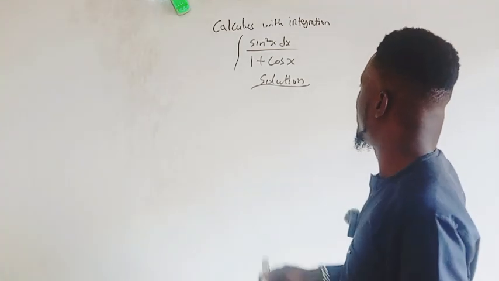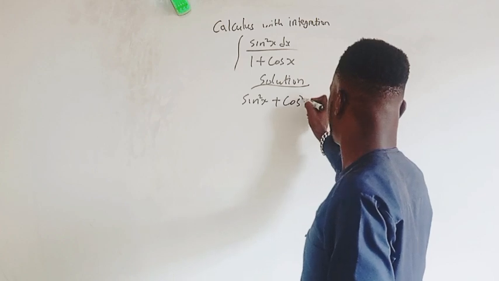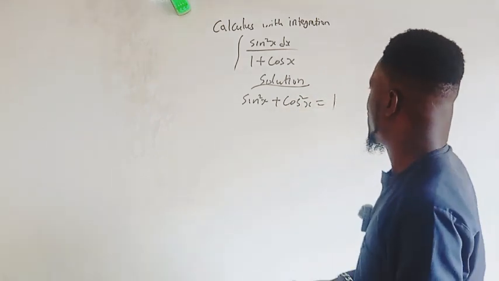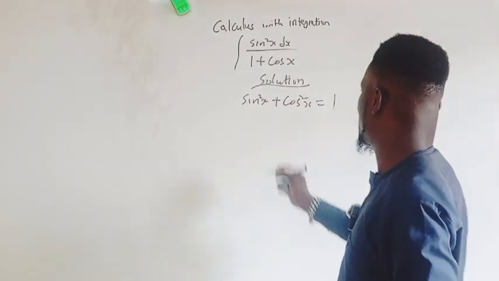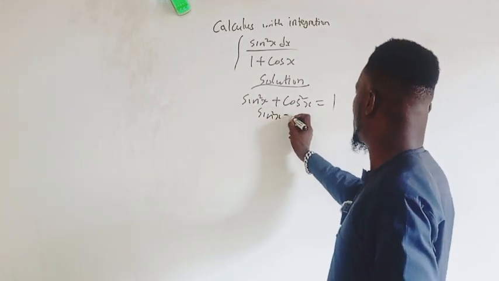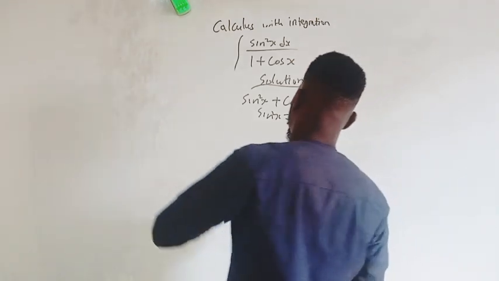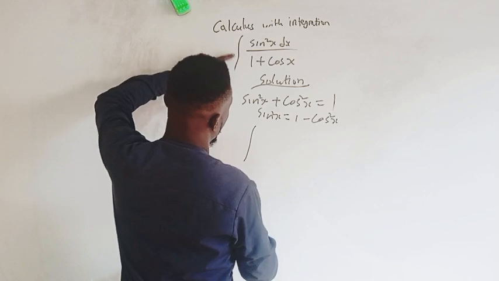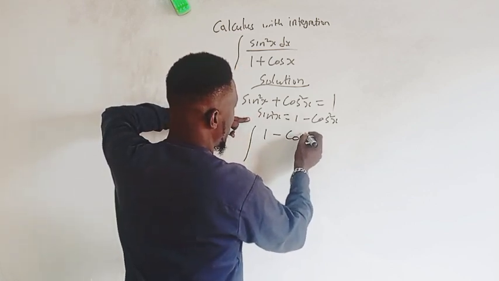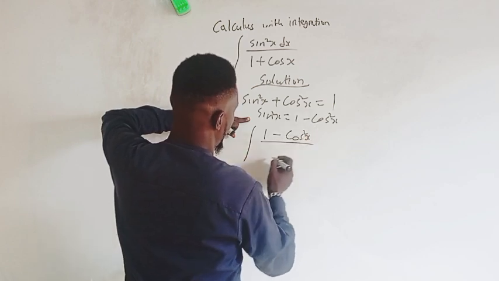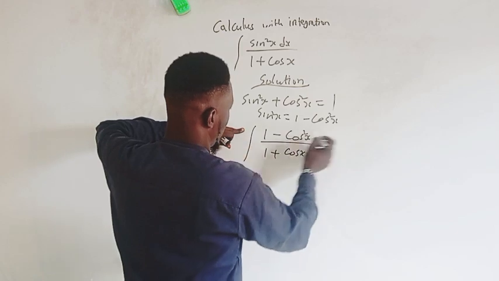All right. So you know that sin²x + cos²x = 1, isn't it? So this sin²x we will use as the subject of the formula. So it's going to be sin²x = 1 − cos²x. So in that instance, anytime you see sin²x, we represent it as 1 − cos²x, and the integral is of (1 − cos²x)/(1 + cos x) dx.